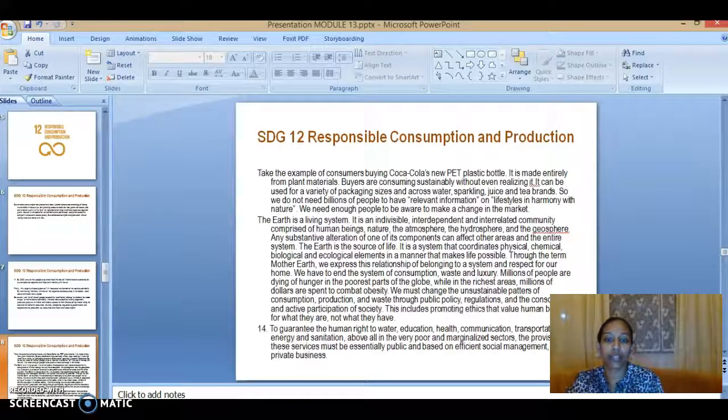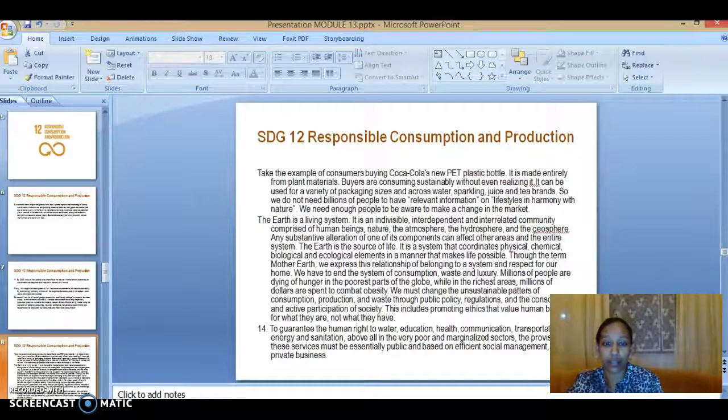Take the example of consumers buying Coca-Cola's new PET plastic bottle. It is made entirely from plant materials. Buyers are consuming sustainably without even realizing it. It can be used for a variety of packaging sizes and across water, sparkling, juice, and tea brands. So we do not need billions of people to have relevant information on lifestyles in harmony with nature. We need enough people to be aware to make a change in the market.